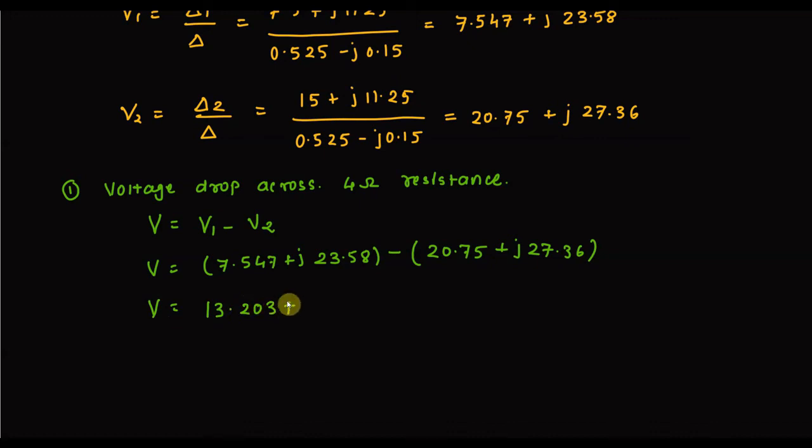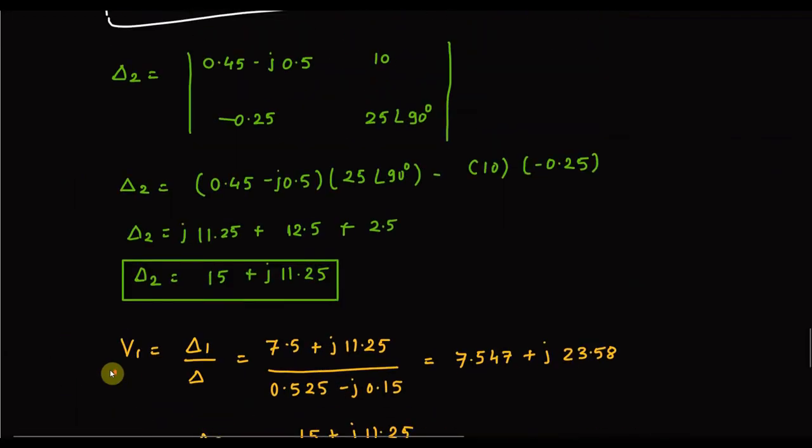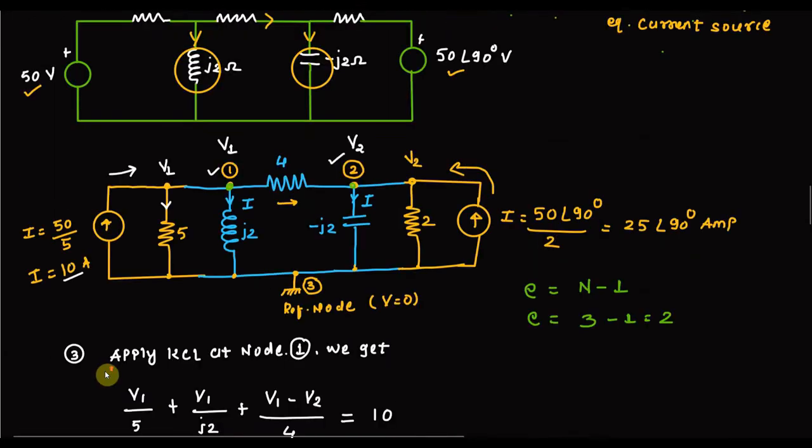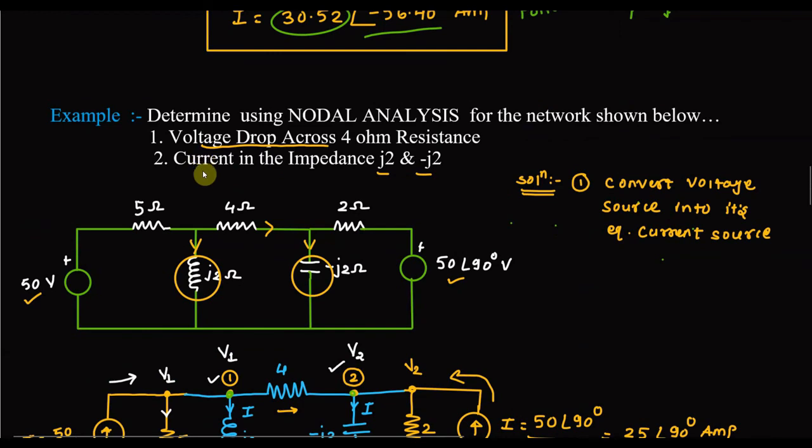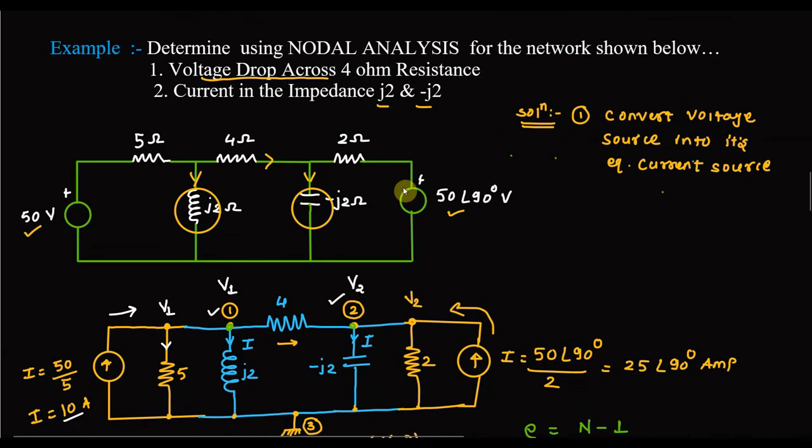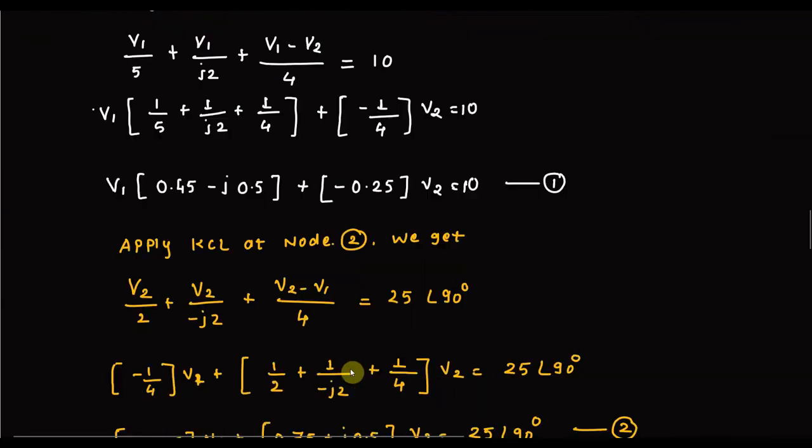13.203 plus j 3.78. So by using this, you can find the first answer: the voltage drop across 4 ohms is simply V1 minus V2. Now they have asked for the current in the impedance j2 and minus j2. What is the current in the impedance j2? It is V1 upon j2. And the current in minus j2 is V2 upon minus j2.